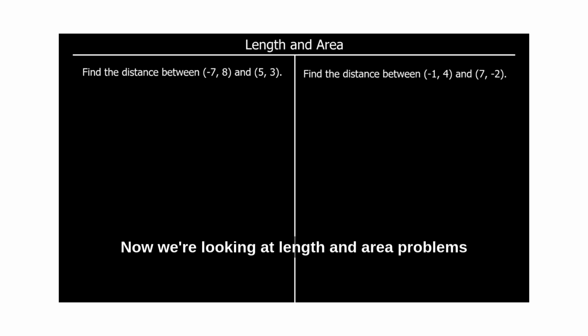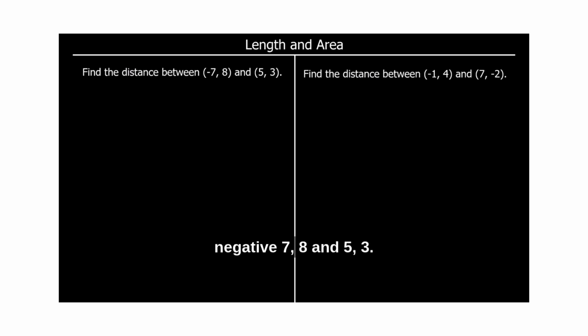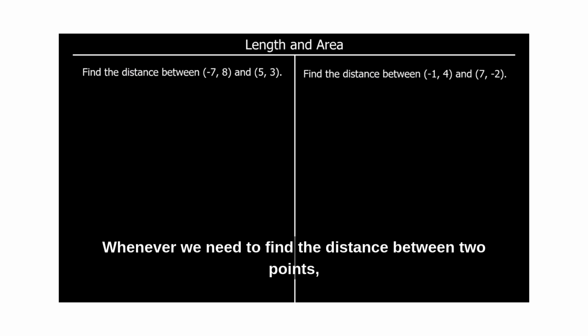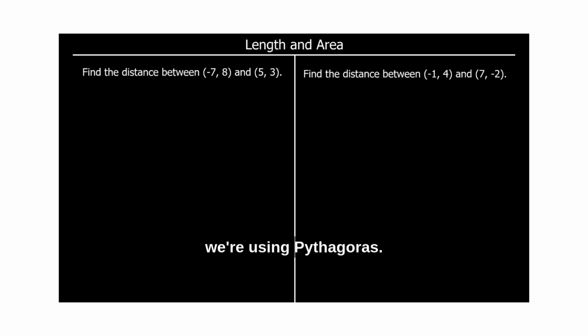Now we're looking at length and area problems in the context of graphs, so on coordinate axes. The first question here says find the distance between (-7, 8) and (5, 3). Whenever we need to find the distance between 2 points, we're using Pythagoras.